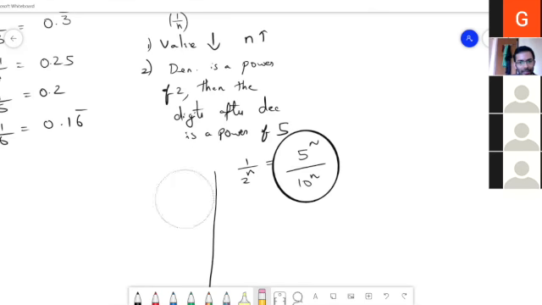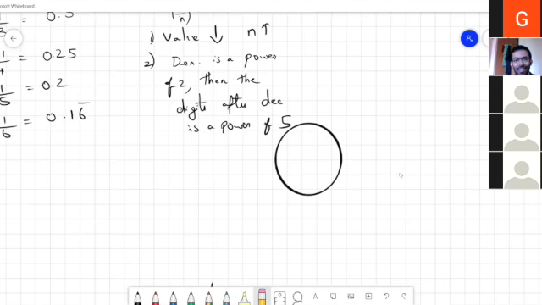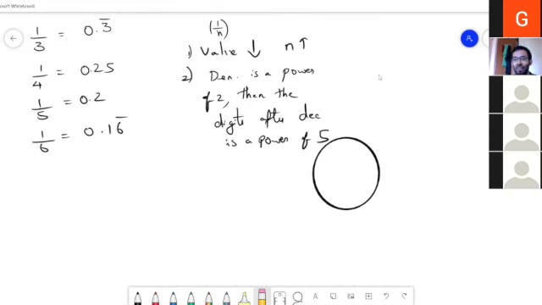Is vice versa also, sir. Sorry, 1 upon 5 to the power n is equal to 2 to the power n upon 10 to the power n. Very nice, no? Okay, fine. Very nicely put. It makes it so simple to see.